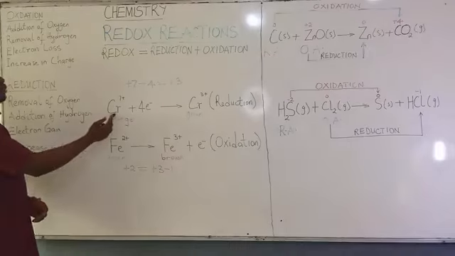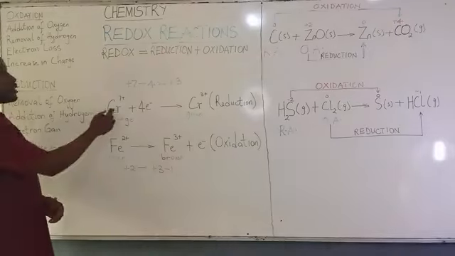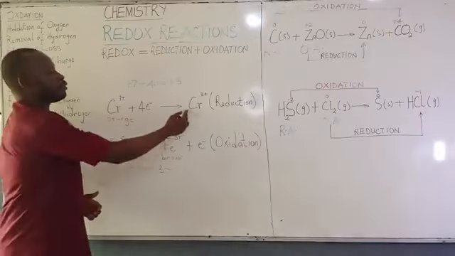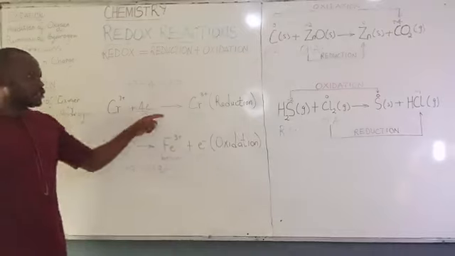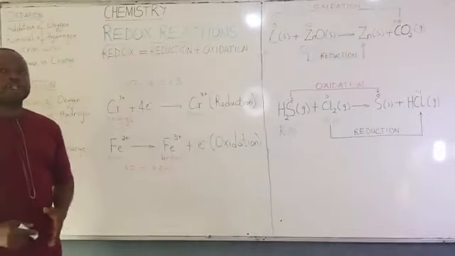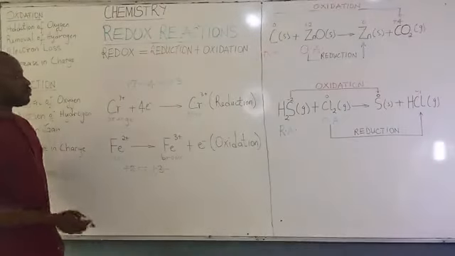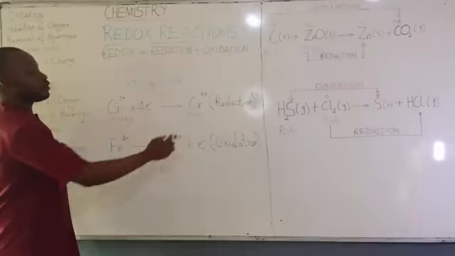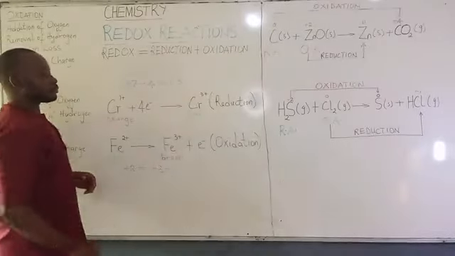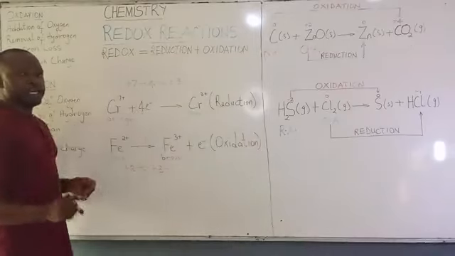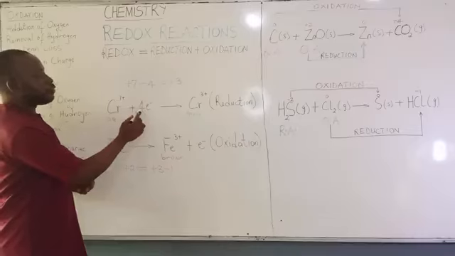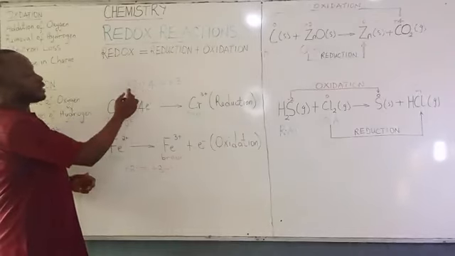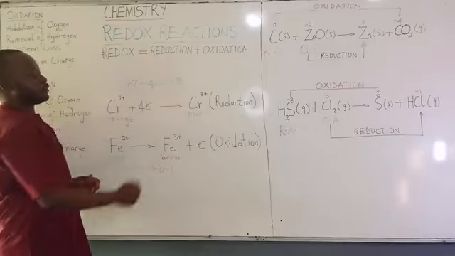Let's pick a typical example as is on the board here. Chromium 7 ion gains 4 moles of electrons to become chromium 3 ion. Is this reaction a reduction or an oxidation reaction? Let us find out. The charge of chromium here is plus 7, and the charge of chromium on the product side is plus 3. The charge of one electron is minus 1, and we have 4 moles of electrons here. 4 times minus 1 gives us minus 4. So plus 7 minus 4 equals plus 3.